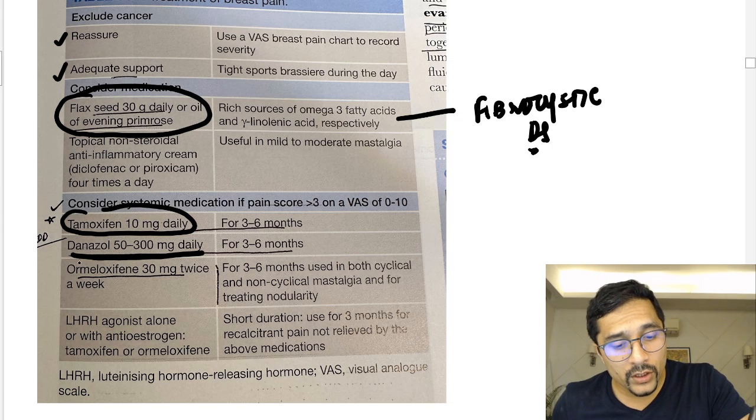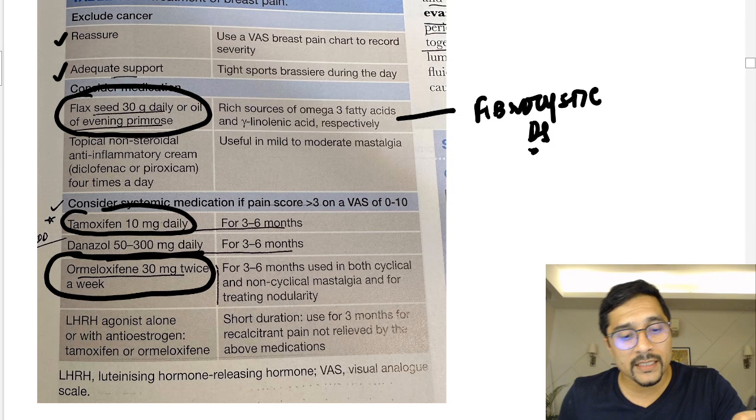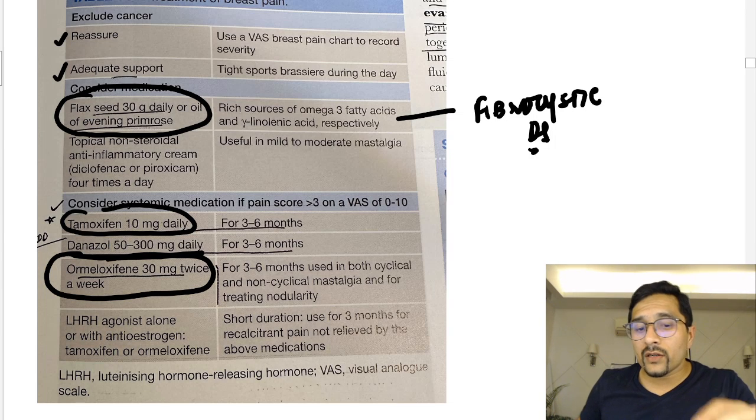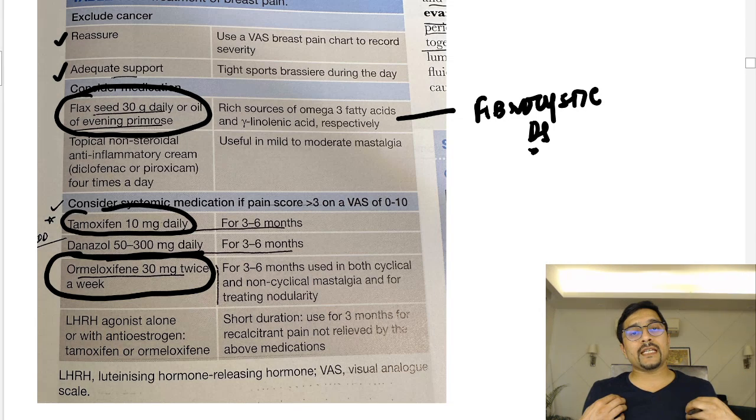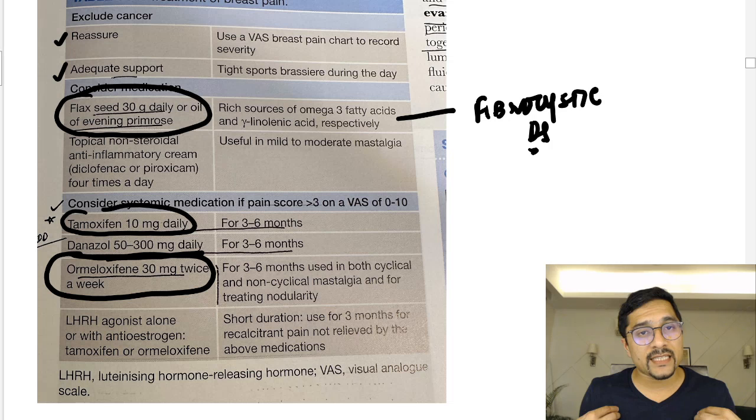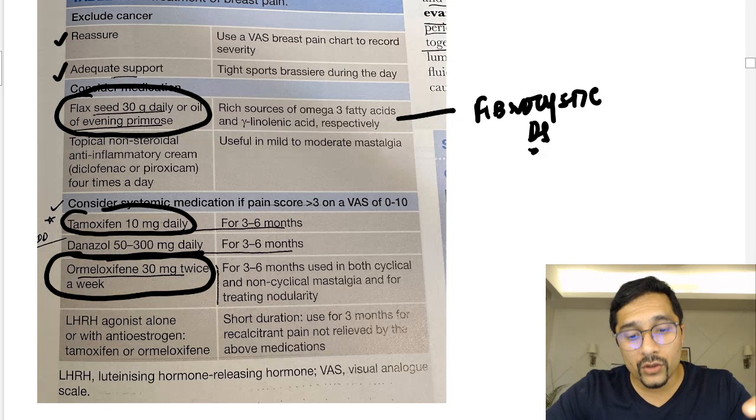Ormeloxifene is very important. Ormeloxifene goes by the name of Centchroman, and 30 mg twice a day helps in pain and also nodularity. So a lot of these patients with fibrocystic disease feel nodules, and that nodularity can be reduced using Centchroman.